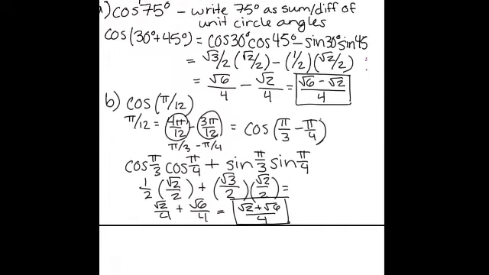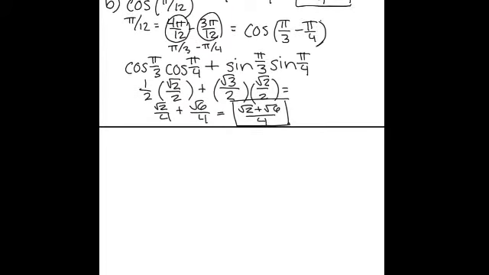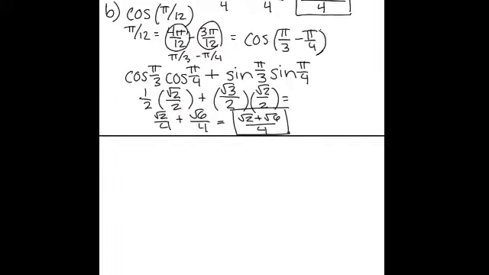Okay. So let's do a couple more examples like that. Let's try something with the sine. So we're going to do sine of 7 pi over 12. Well, how can you get a 7 pi over 12? Well, that could be the sine of 4 pi over 12 plus 3 pi over 12. That'll give me a 7 pi over 12.